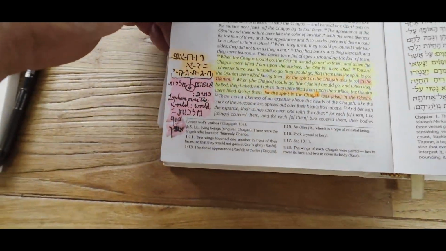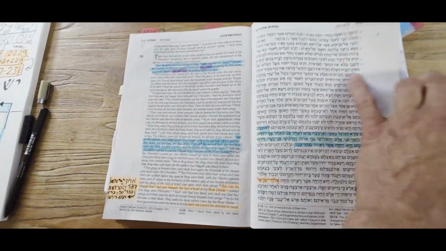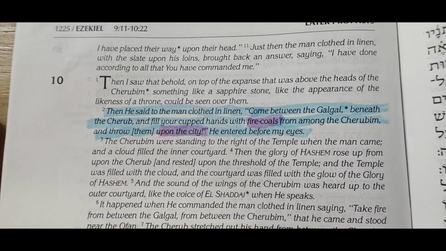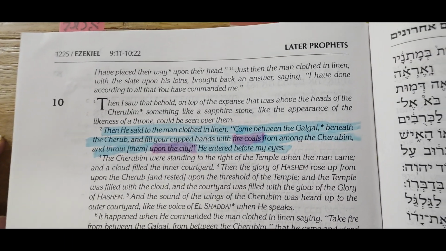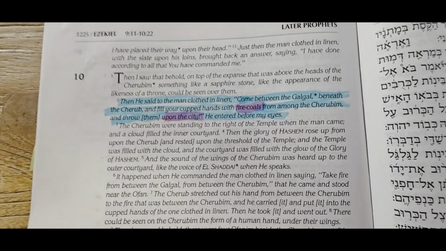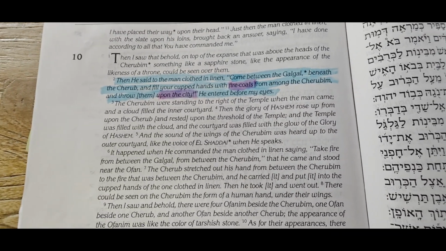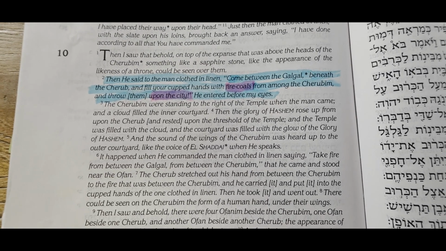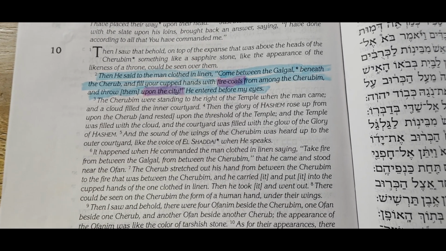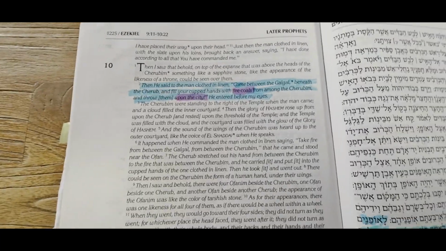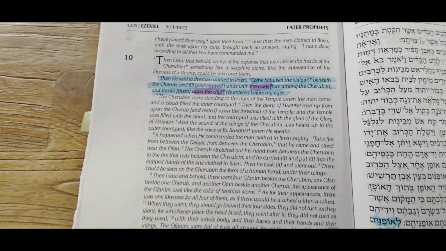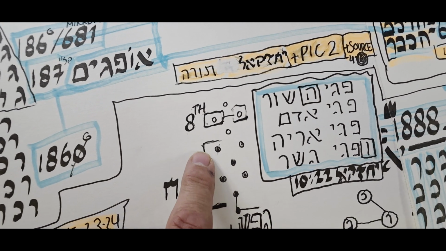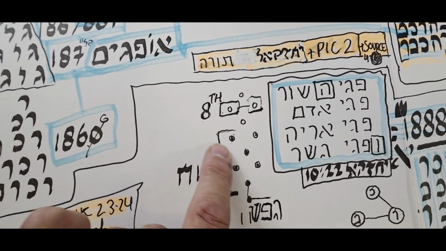Let us take a look at what's going on there. Then he said to the man clothed in linen, come between the Galgal, the Gilgul. So this hints at the reincarnation beneath the cherub, and fill your copper hands with fire coals from among the cherubim, and throw them upon the city. The city is Zeir Anpin, because each Sephira has a full tree to it, right?